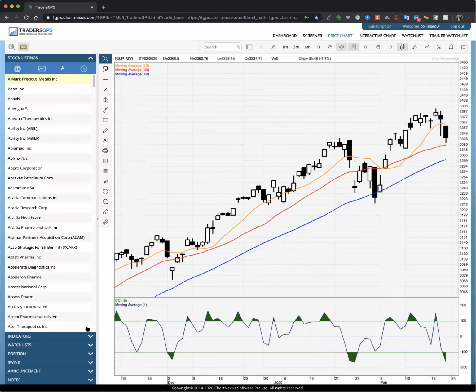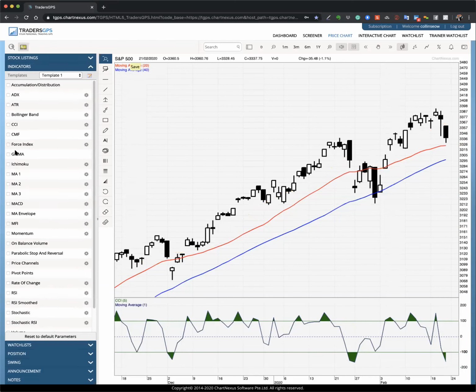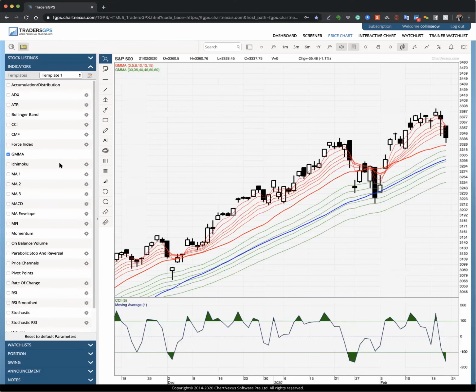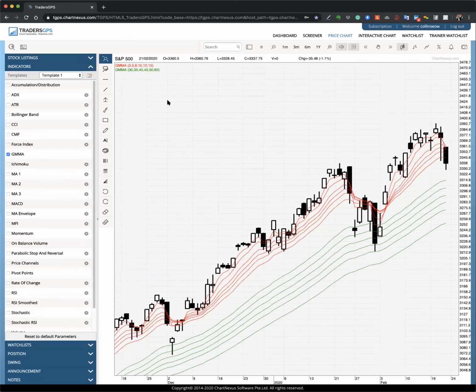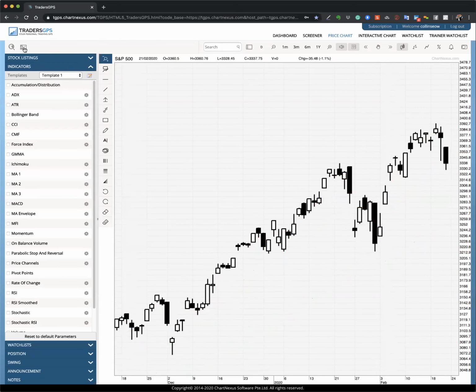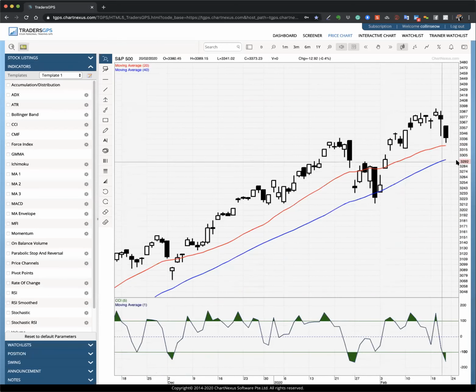Just to have a confirmation, we can also use the GMMA to guide us. We can see the GMMA also gives the same view that the trend is uptrend, yes or no? Okay. So right now it's correcting because of the overbought, and it may settle down around this area here. This series of green lines here will be the area where you can find support.